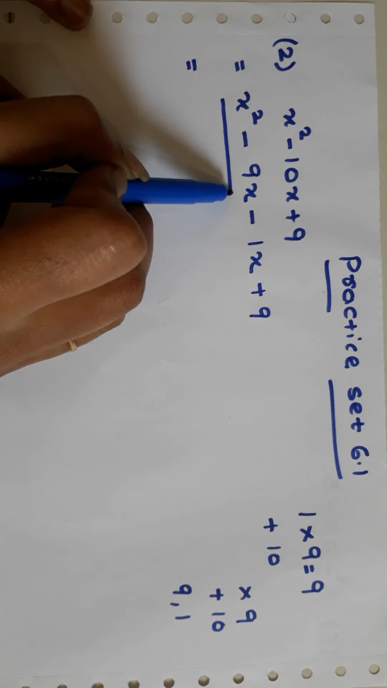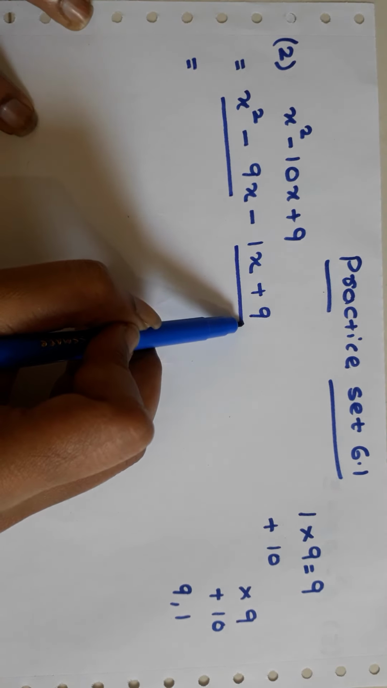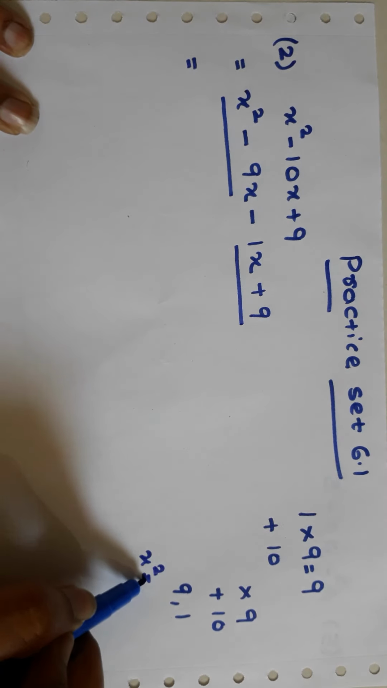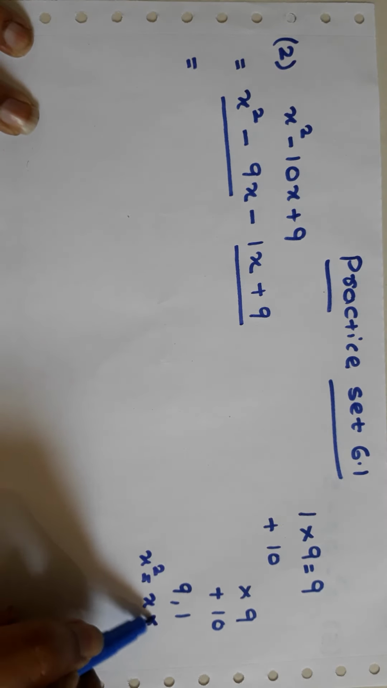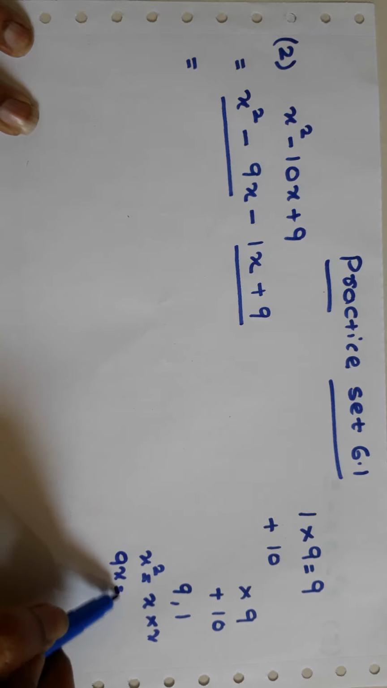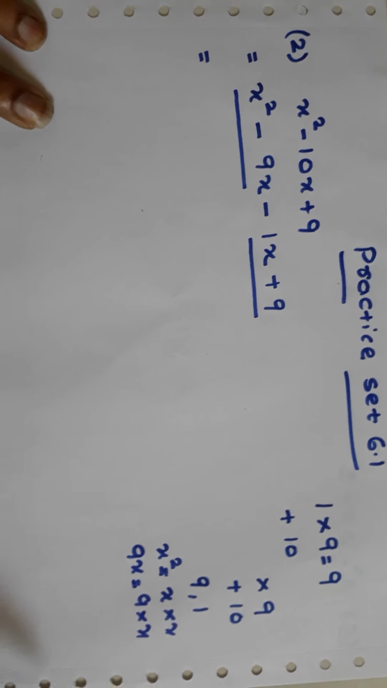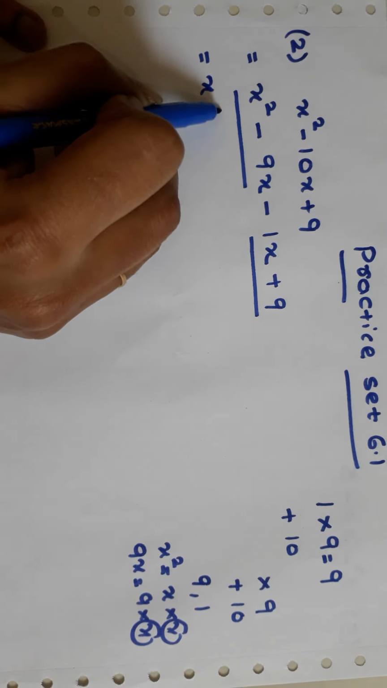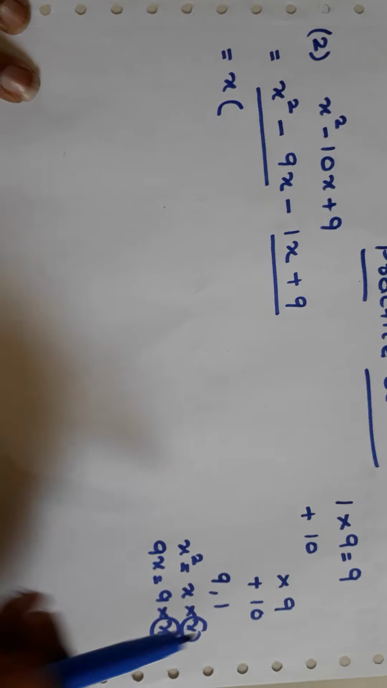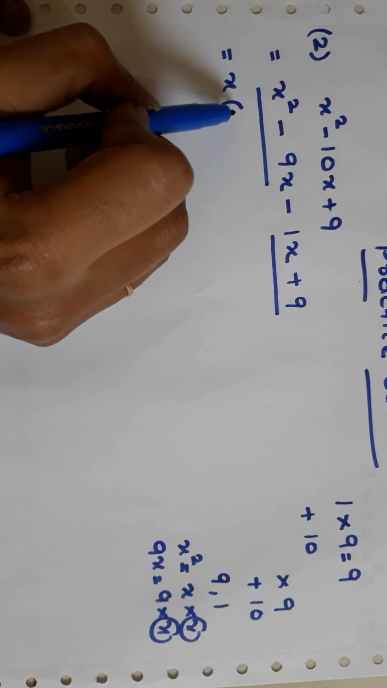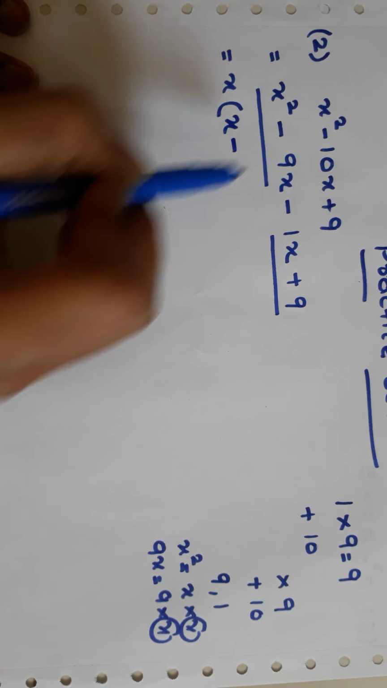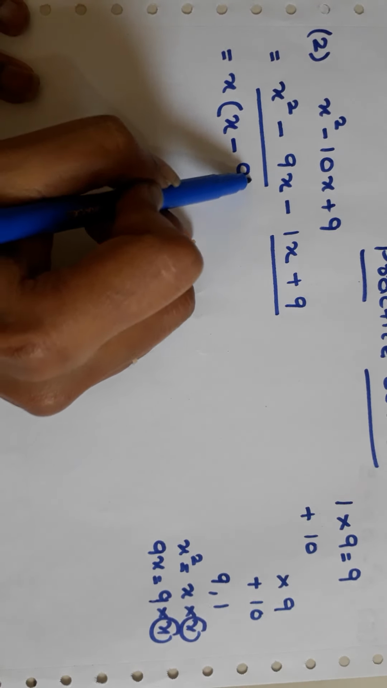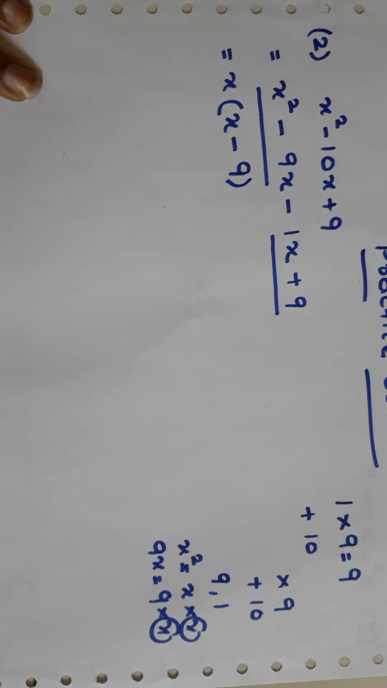Now pair up the first two terms and the last two terms. x square can be written as x into x, 9x is 9 into x. x is common in both the terms. So take x outside. When you take x outside, only x is remaining in the first term, minus as it is, and in the second term, 9 is left. So we get x minus 9.